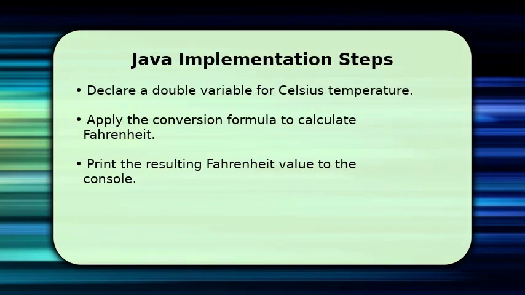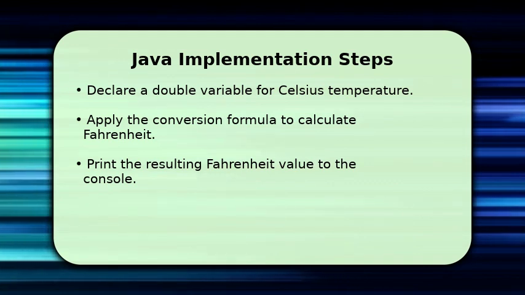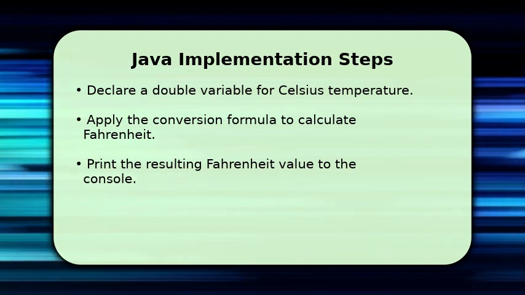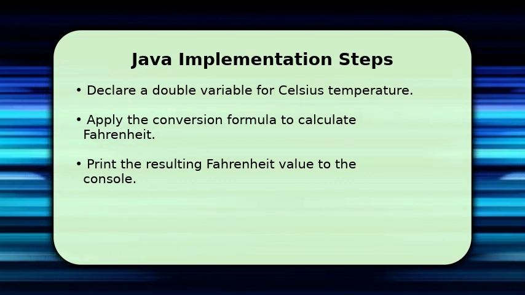To implement this in Java, first declare a double variable to store your Celsius temperature. For example, double celsius = 25.0. Next, apply the conversion formula directly. double fahrenheit = celsius * 9.0 / 5.0 + 32.0. Finally, use System.out.println to display the calculated Fahrenheit value. This simple sequence forms the core of your conversion program, making it easy to see the output.